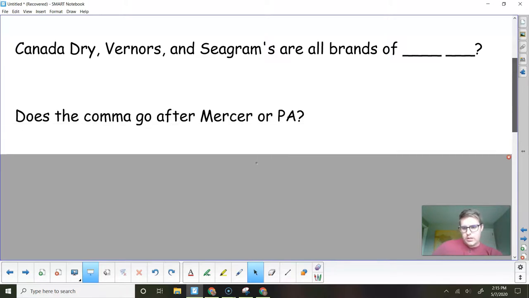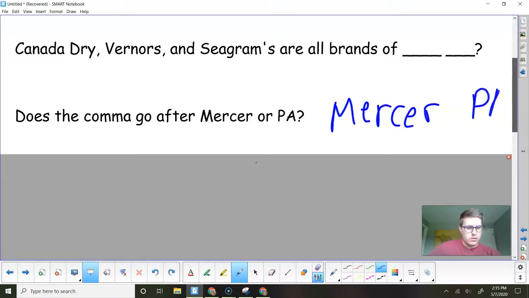Okie dokie. Does the comma go after Mercer or PA when you're writing a letter? It goes after Mercer, PA 16137.